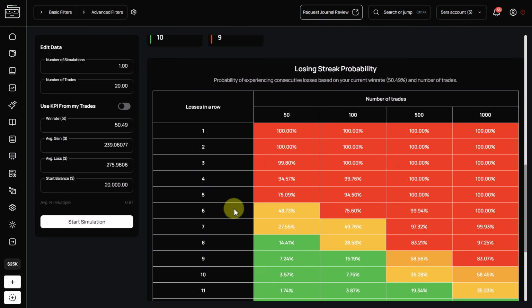And even when we look at, let's say, 8 losses in a row, over 500 trades, there's an 83% chance that he's going to experience such a losing streak. And then keep in mind, 8 losses in a row means you need at least 8 winners in a row to just get back to break even. So this is going to be really hard on the trader.